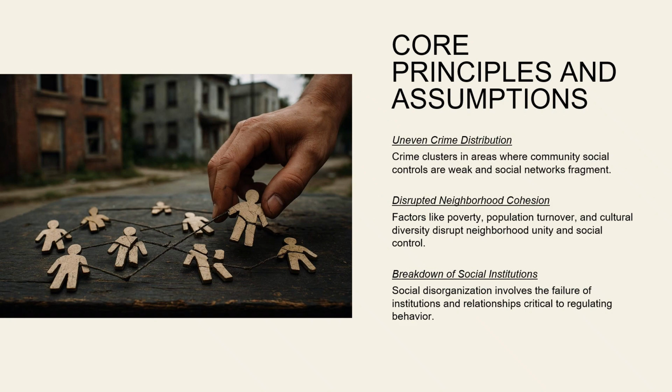Some of the core principles: uneven crime distribution. This theory postulates that crime is not evenly distributed, but concentrates where community social controls weaken due to fragmented social networks, inability to maintain social order, and diminished collective efficacy. It assumes that poverty, population turnover, and cultural diversity disrupt neighborhood cohesion and informal social controls, creating fertile ground for delinquency. Social disorganization thus refers to the breakdown of social institutions and the relationships critical for regulating behavior.